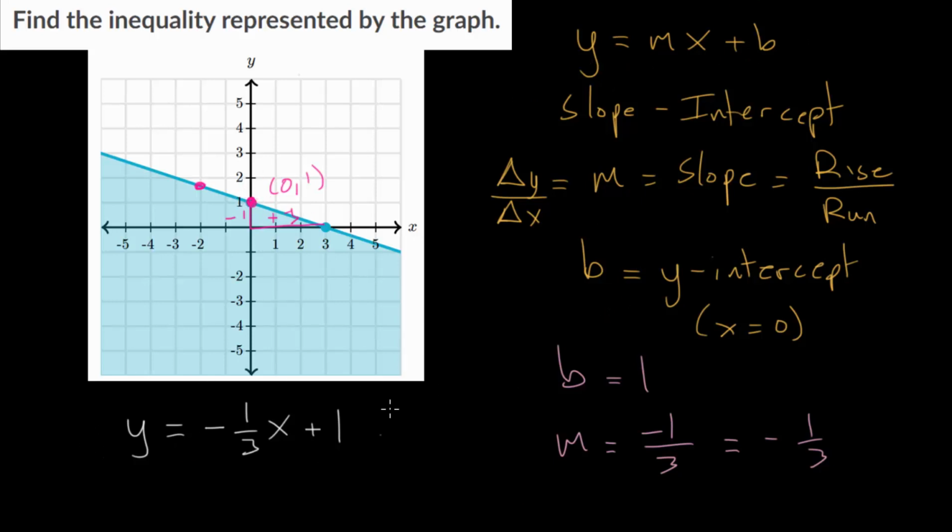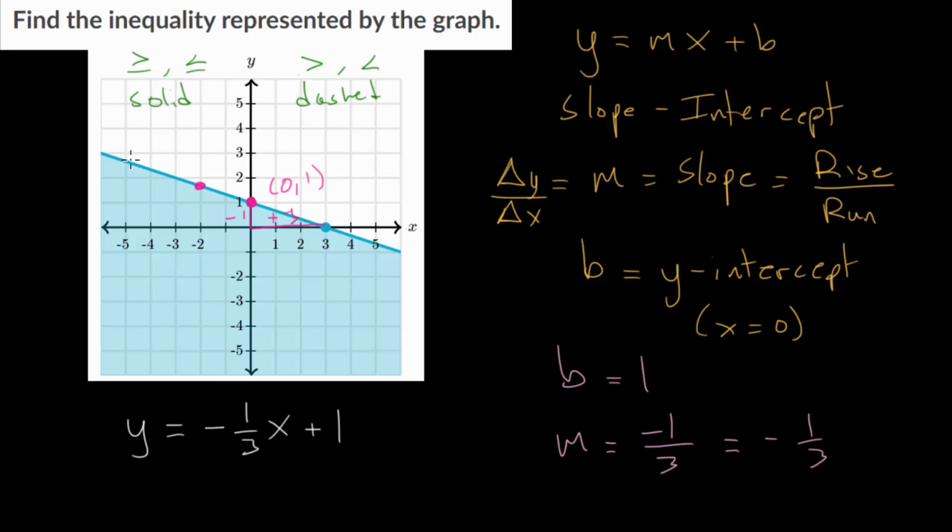Now, keep in mind that this is just the equation of this blue line. This does not yet describe the inequality. To describe the inequality, we need to consider the shading and the fact that we have a solid line. If the line is solid, we're dealing with greater than or equal to or less than or equal to. But if we have a dashed line, then we lose the equal sign. Essentially, it could be greater than or it could be less than.